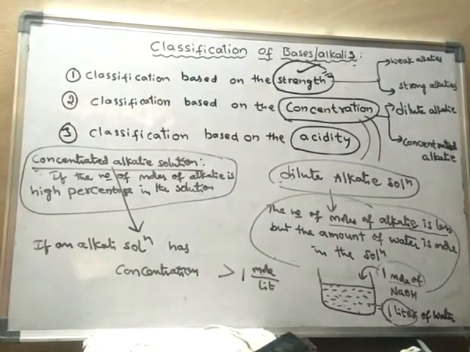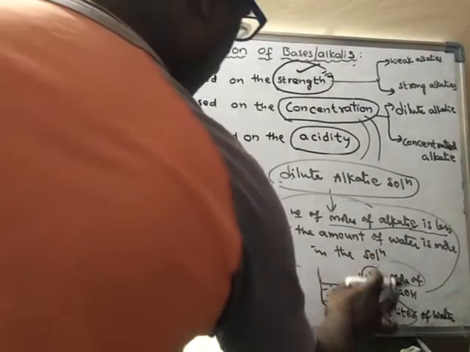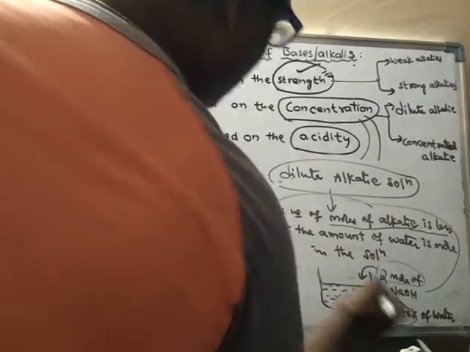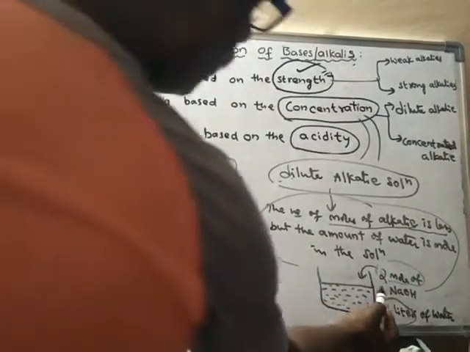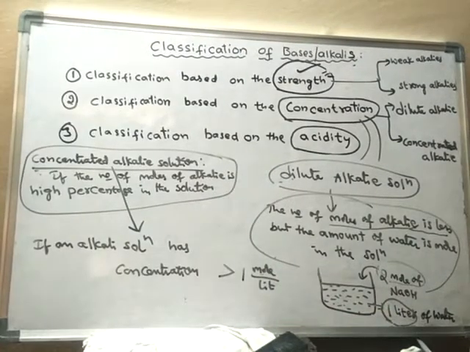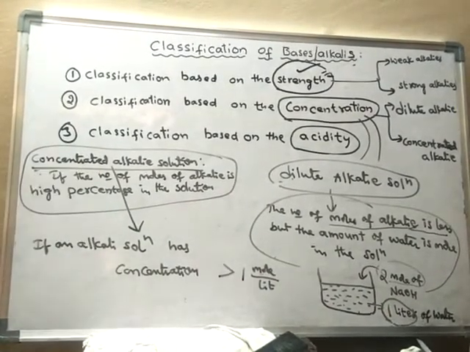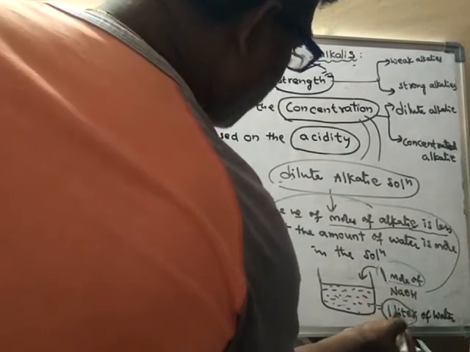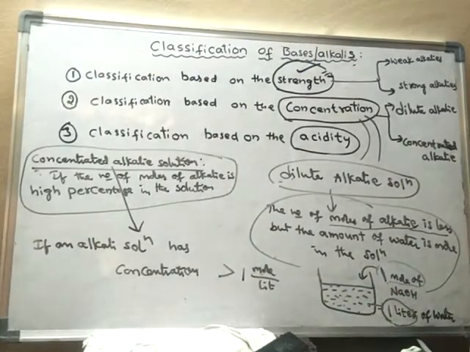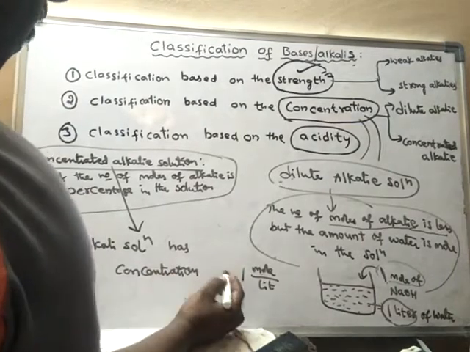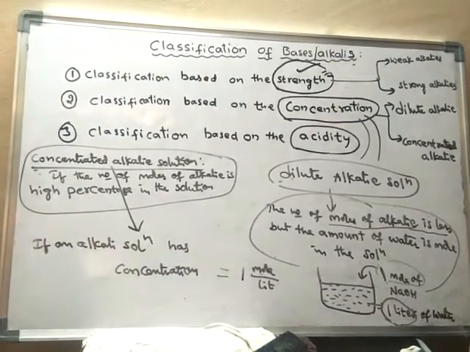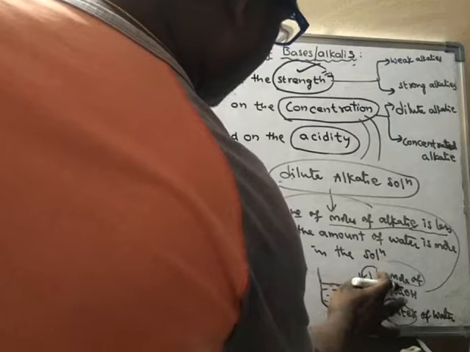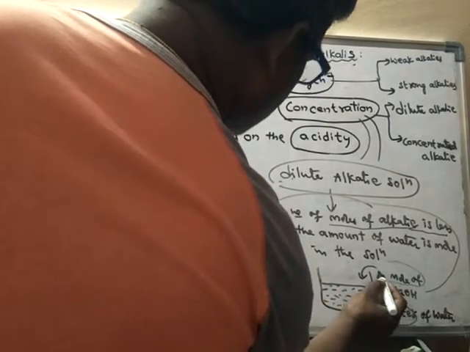Concentrated alkali. Suppose I add 2 moles per 1 liter, that means the amount of NaOH is more, so it is said to be concentrated alkali. Even if I add 1 mole of NaOH in 1 liter of water, it is still called concentrated alkali. Suppose I add only 0.9 mole.